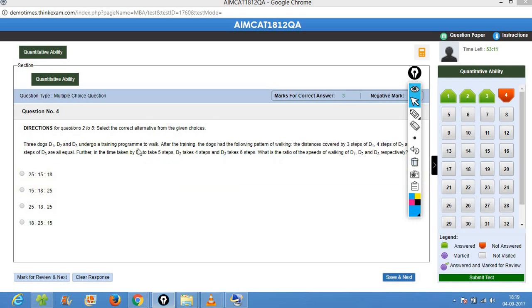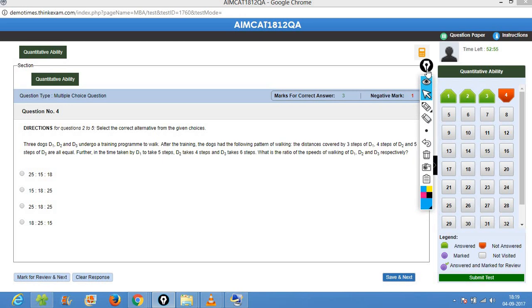Okay, let's see. Three dogs D1, D2, D3 undergo a training program to walk. After training, the dogs had the following pattern of walking. The distance covered by 3 steps of D1, 4 steps of D2 and 5 steps of D3 are equal. Further, in the time taken by D1 to take 5 steps, D2 takes 4 steps and D3 takes 6 steps.